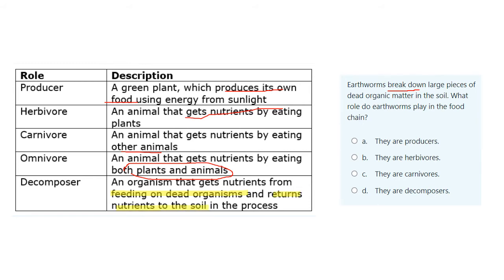The idea of returning the nutrients to the soil is the idea of breaking down. They get their nutrients by breaking down the dead bodies of plants and animals. So earthworms are an example of a decomposer. The correct answer is D.